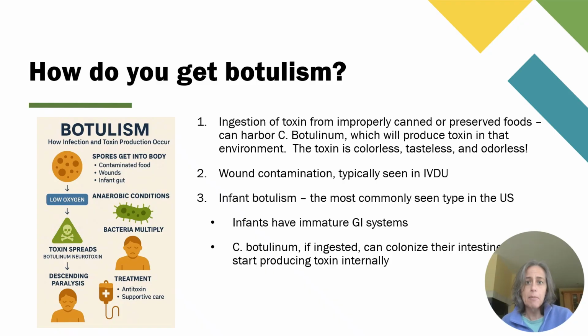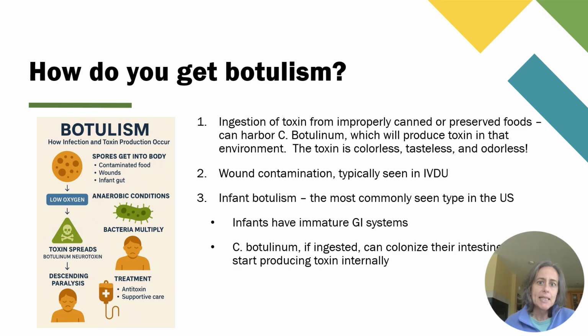The third way you can get this, and this is the most common type of botulism that we see in the United States and in most Western and developed nations, is infant botulism. Infants are very interesting when they are first born. As we talked about with vitamin K, their intestines aren't populated with the normal bacteria yet. It takes them about a year or so to develop a mature microbiome, the normal bacterial flora that live inside the intestines.